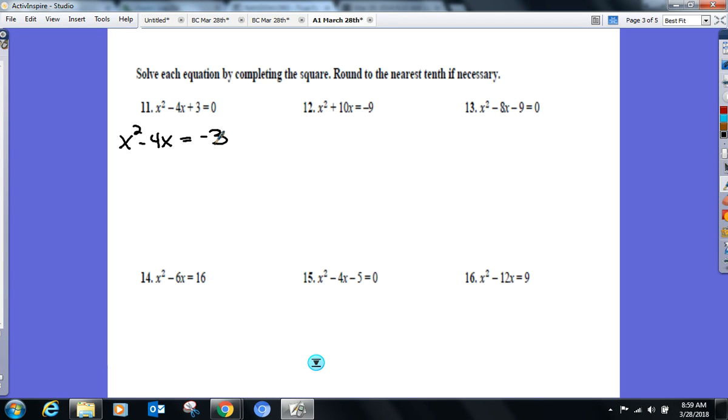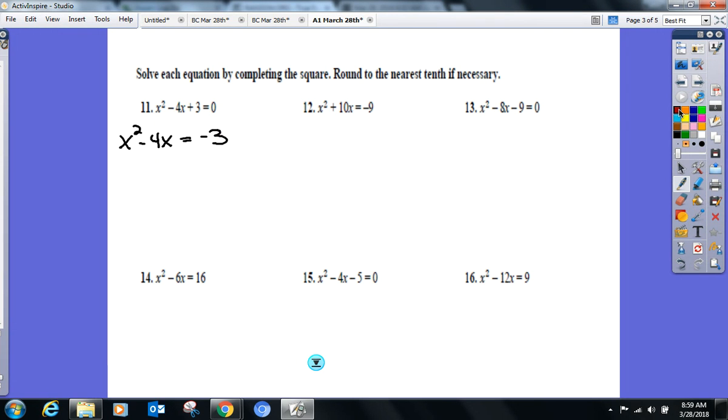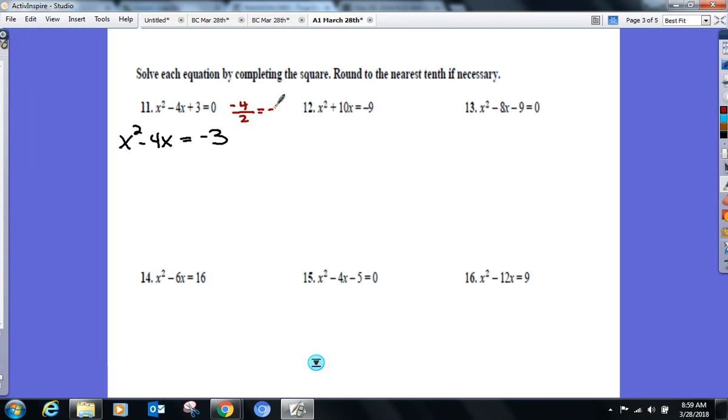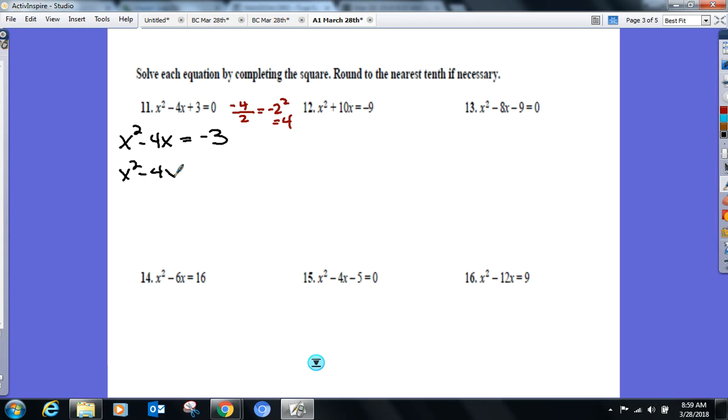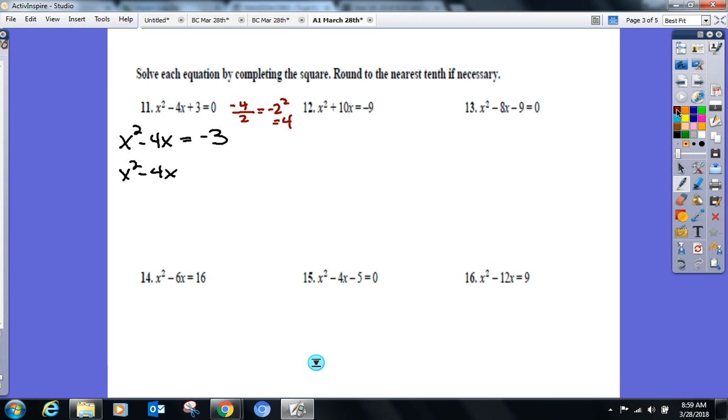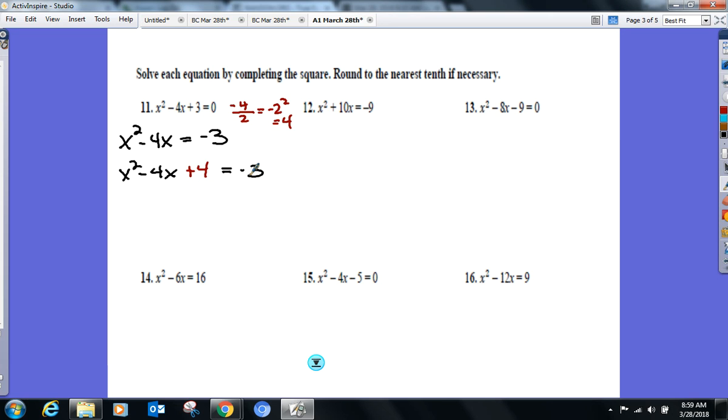Next step, complete the square. Half your b value, ready? What was half your b value? Negative 4 divided by 2 is negative 2. Square it. What's my new c value? 4. So rewrite it. X squared minus 4x plus 4 equals negative 3. It's unbalanced, so add 4 to the other side.